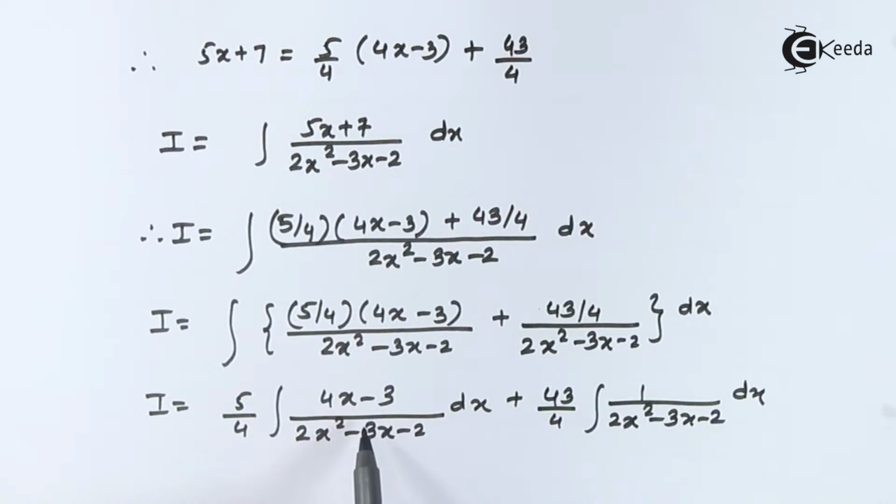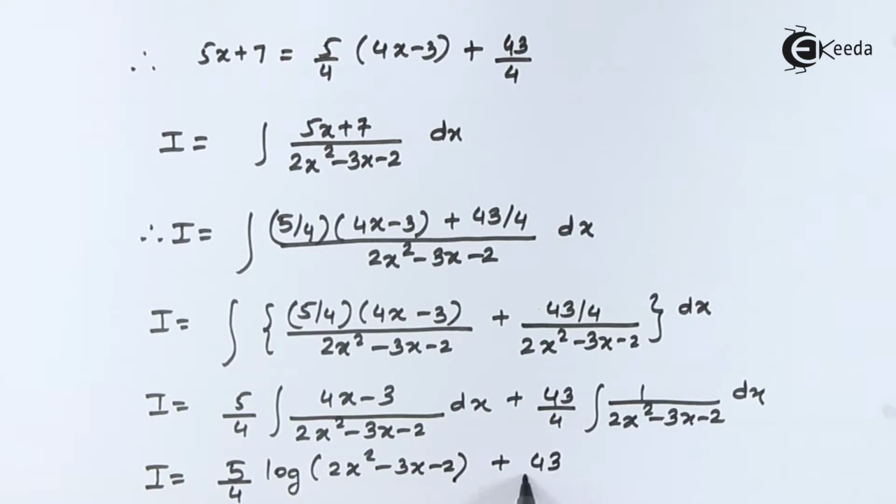In the first part, you can see it is in the form of integral f dash x upon f of x as derivative of denominator is present in the numerator. This will give you 5 upon 4 log of denominator 2x square minus 3x minus 2 plus 43 upon 4. This integration can be considered as I1. Now let us take it as equation number 1 and start solving this integral, that is I1.